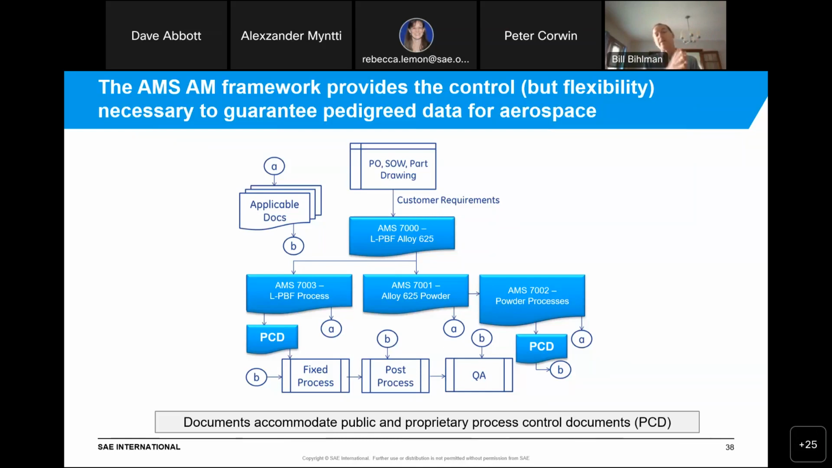And as a consequence of that, it also reaches into the powder processing spec. All that feeds into the process control document. And that process control document is that specific formula that helps fix the process, including subsequent post-processing, which can change the crystallography and the mechanical properties. So all this needs to be controlled and accounted for when you build aerospace parts. Next slide, please.